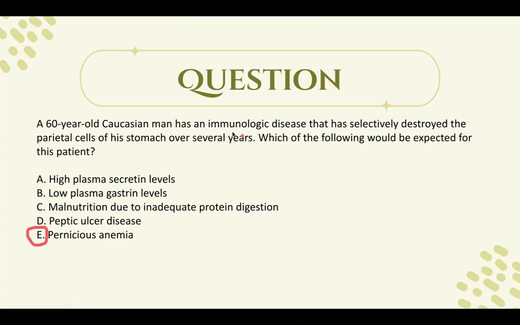So this man has an immunologic disease, and basically it destroyed the parietal cells of the stomach. We know that parietal cells make intrinsic factor, which can be used for the absorption of B12. If we destroy these parietal cells, we can't make intrinsic factor, and we can't absorb B12. So this is pernicious anemia, the lack of intrinsic factor, leading to B12 deficiency.